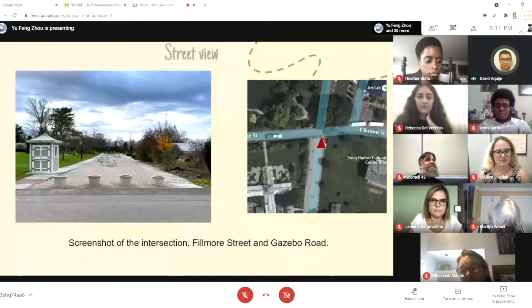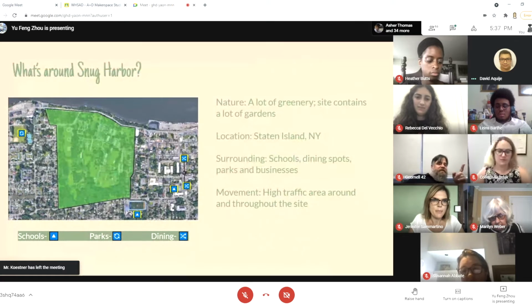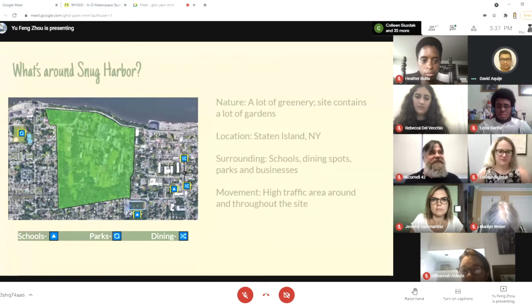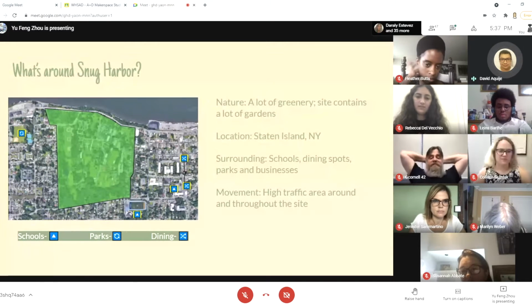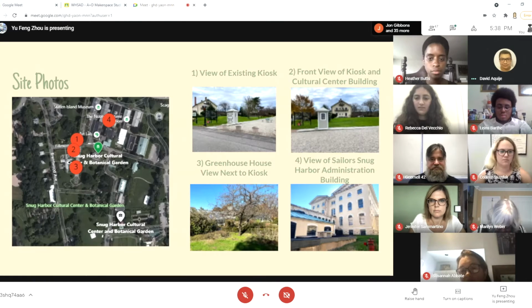So over here, you'll see a picture of the intersection between Fillmore Street and Gazebo Road, where if you look at the image towards the right, the triangle would resemble the exact location the kiosk takes place in. So Snug Harbor is a fairly green place as it is a park in Staten Island, New York. It has some schools, dining spots, parks, and businesses around the area, and it's a fairly high traffic area. In the image, the green zone you see would label Snug Harbor as a whole. In the left, you see markings 1 through 4, where each of these will be images in these exact locations in the map.